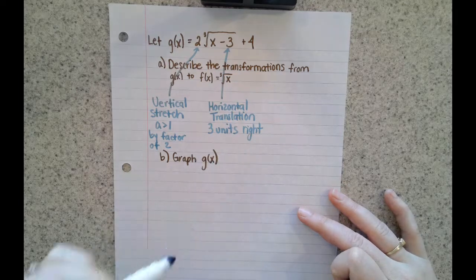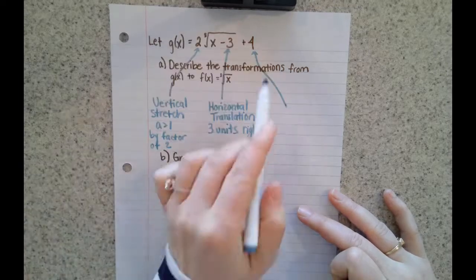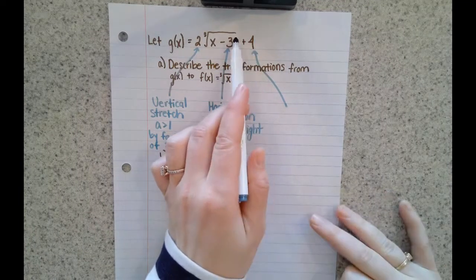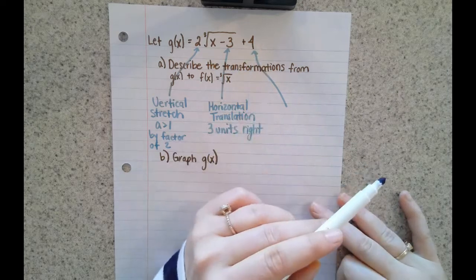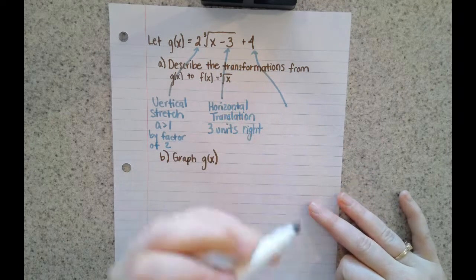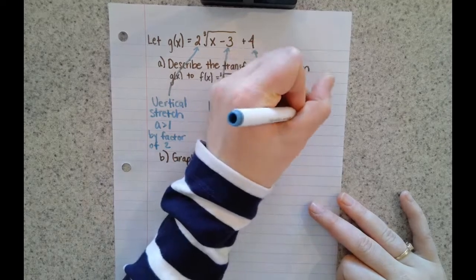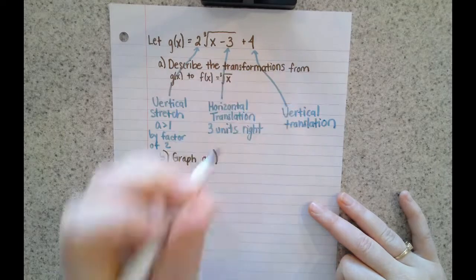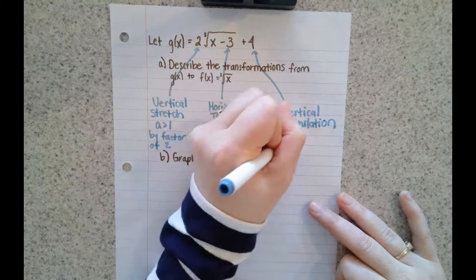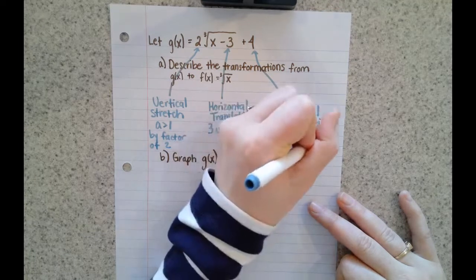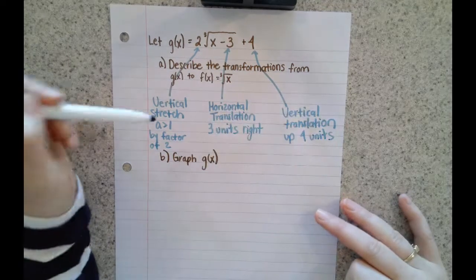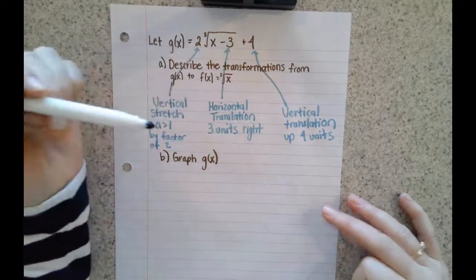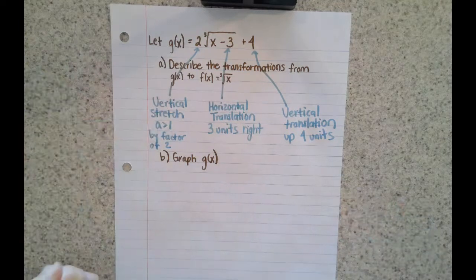Okay, the last thing added to g of x is this plus 4 at the very end, outside of the cube root symbol. This is going to cause a vertical translation, and it's going to cause it to go up 4 units. So these are the answers to part A. These 3 numbers cause these 3 changes to our parent cube root function.